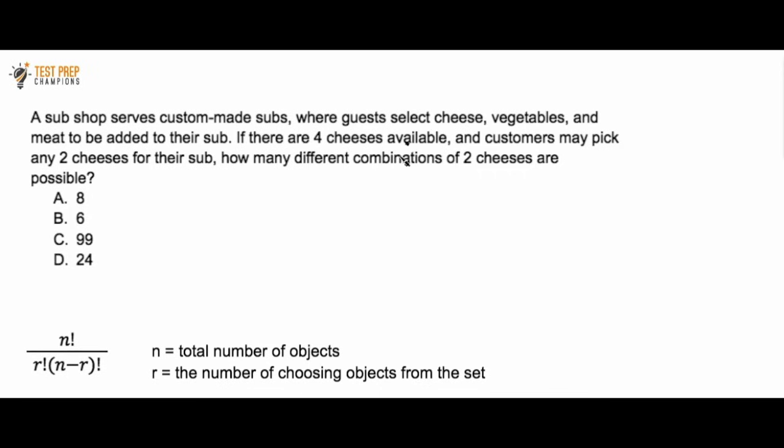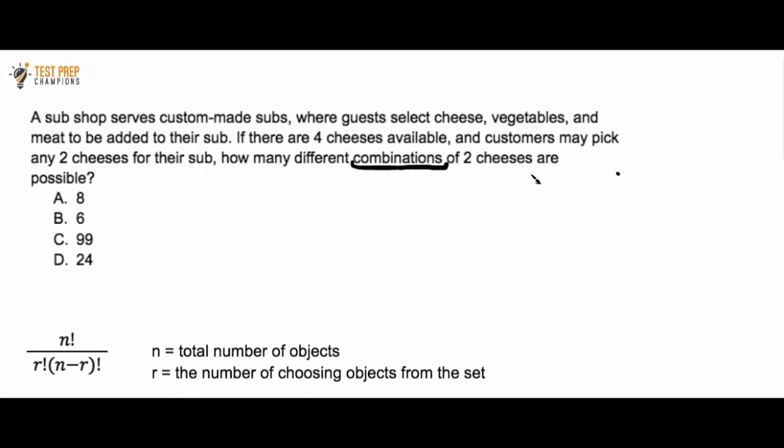Okay, so this question is a combinations question, and the part of the question where it says, how many different combinations of 2 cheeses are possible? This word combination should be a clue to you that you want to use this formula here, and it is n factorial divided by r factorial times n minus r factorial. And you might be wondering, what in the world does this mean? So don't worry, this is not as complicated as it might look.